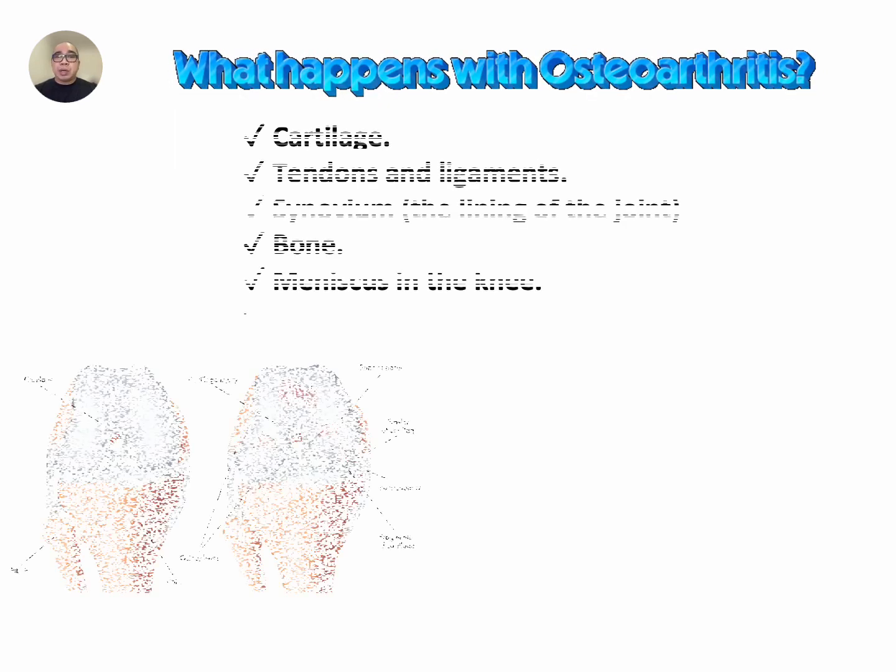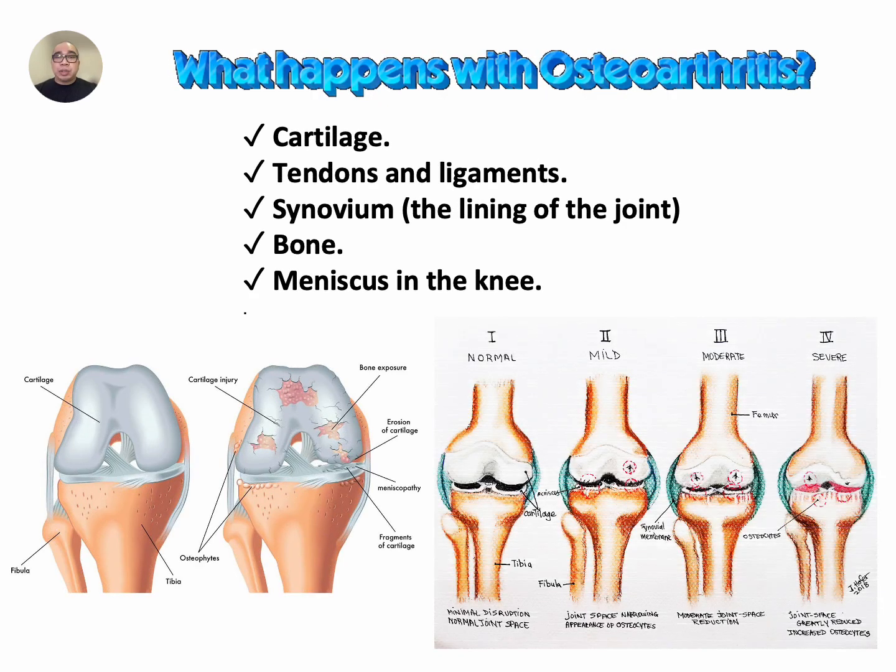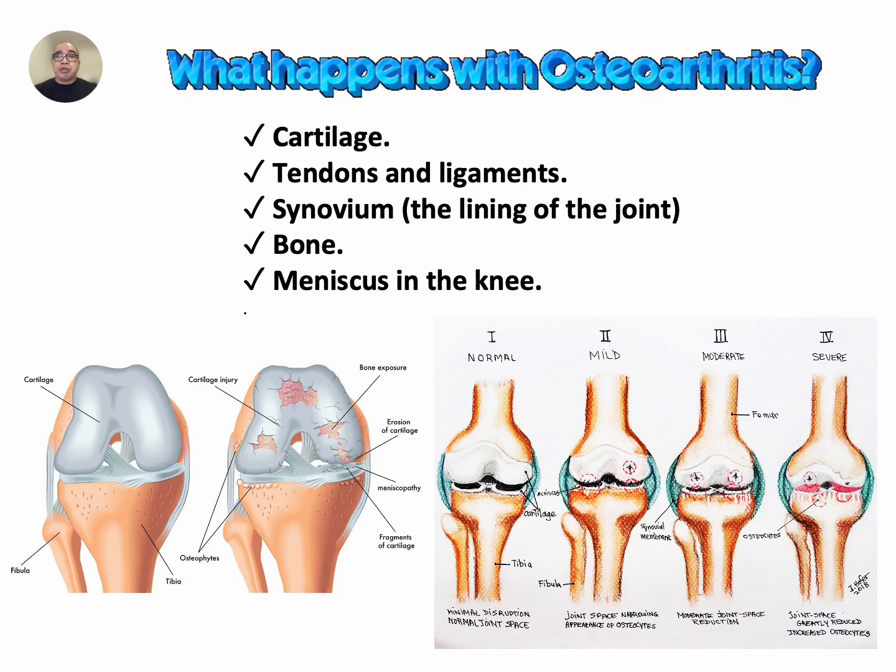Researchers do not know what triggers or starts the breakdown of the tissues in the joint. However, as osteoarthritis begins to develop, it can damage all the areas of the joint, including the cartilage. This is the tissue that covers the end where the two bones meet to form a joint. It also causes damage in the tendon and ligaments, the synovium, the lining of the joint, the bone, and the meniscus of the knee. The first picture shows an image of normal cartilage and the one with osteoarthritis.